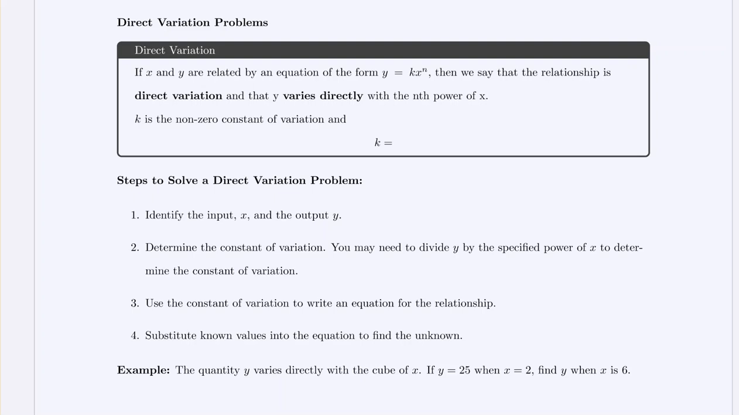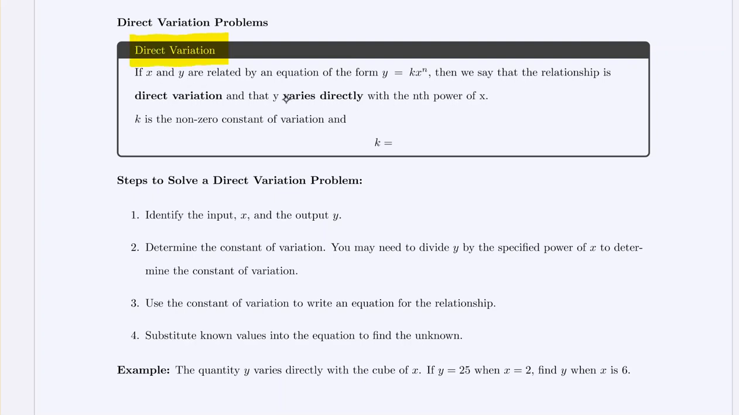This is our last new material before our first exam, and in this section we're going to go over three types of problems: direct variation problems, inverse variation problems, and joint variation problems. Let's begin with direct variation problems.